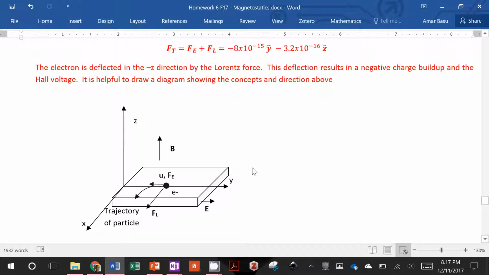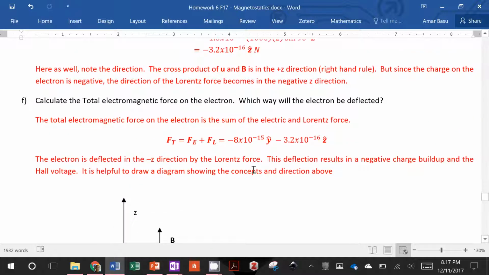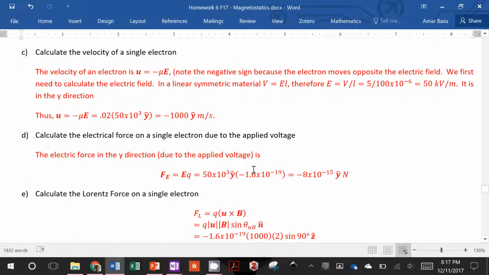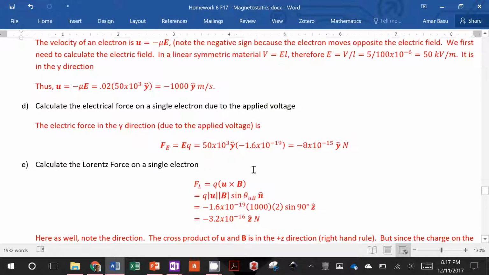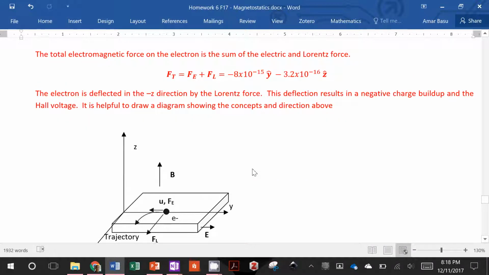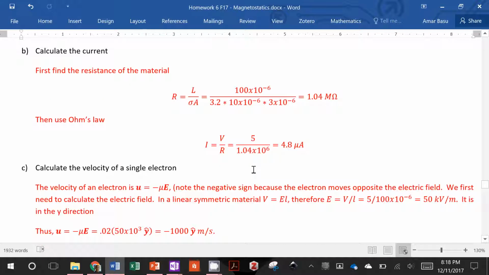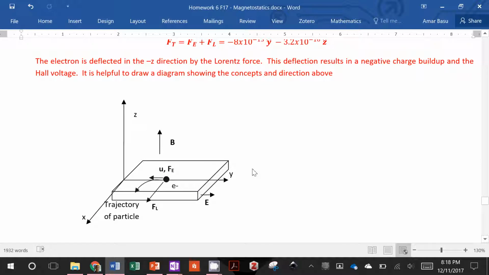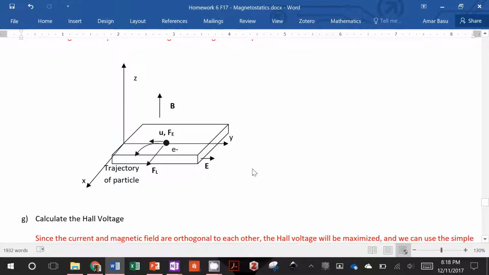So the electron is going this way. Magnetic field is pointing this way. The Lorentz force should actually point in the positive... No, the magnetic field is in the z direction, so the electron should be deflected in the positive x direction. Wait, let me just double check this. Electrical force to the... okay, the voltage is, the electric field is in the y direction. So this is a good one, we can all try this together, okay?